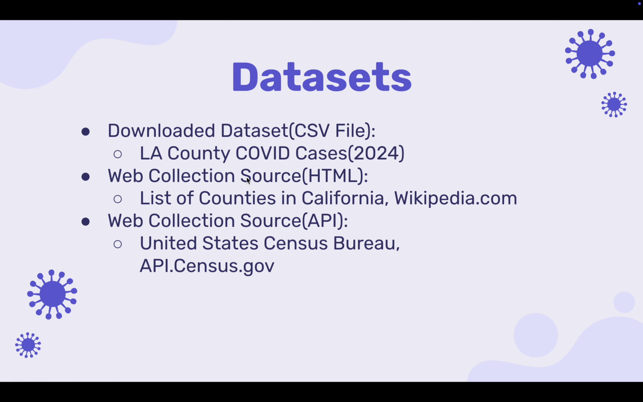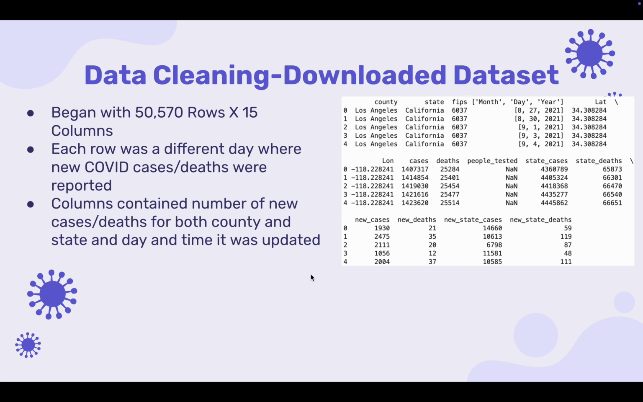So for my data sets, I had a CSV file called LA County COVID cases that is currently being updated. It's very up to date on everything, and I used that for the bulk of my information. I had a web source, an HTML file that I scraped through. That was a Wikipedia page that had the list of counties in California. And then I used the United States Census Bureau API to get some information about California state as well.